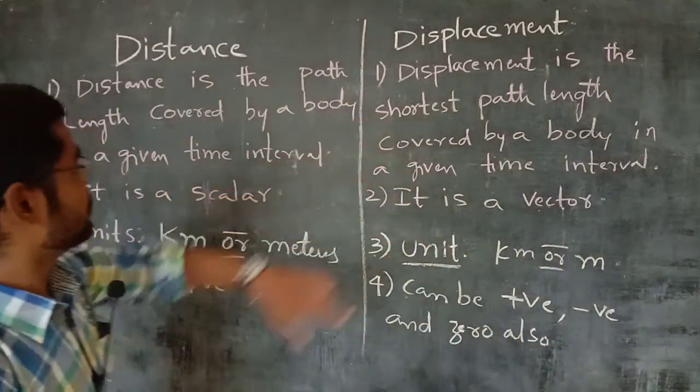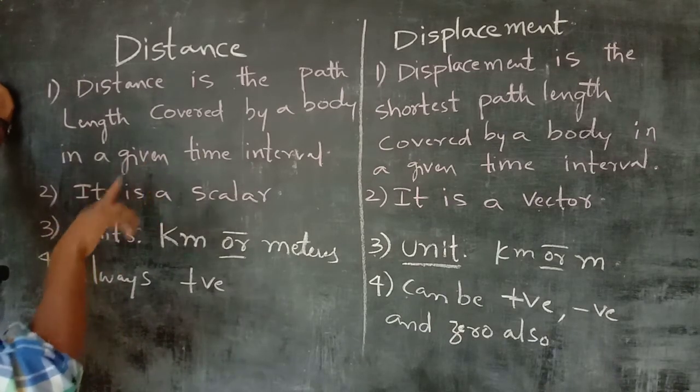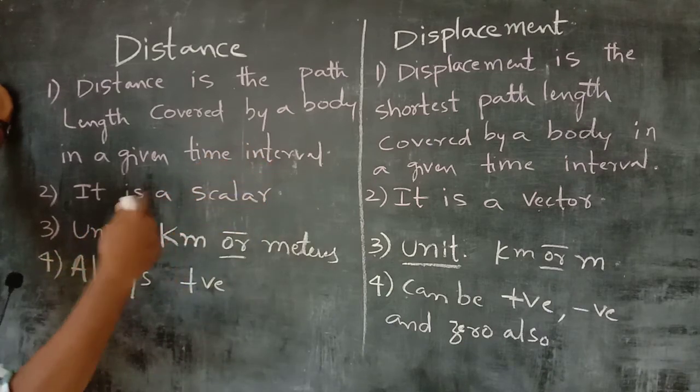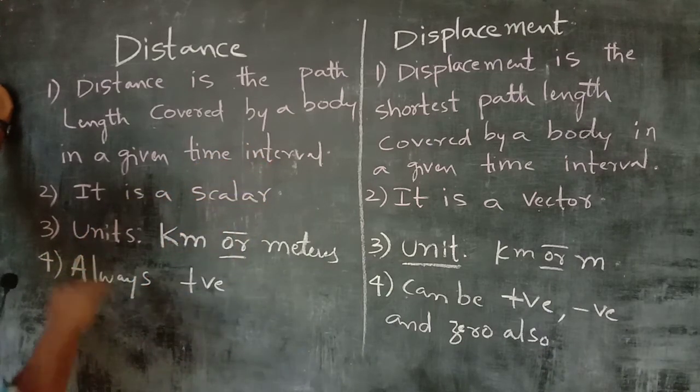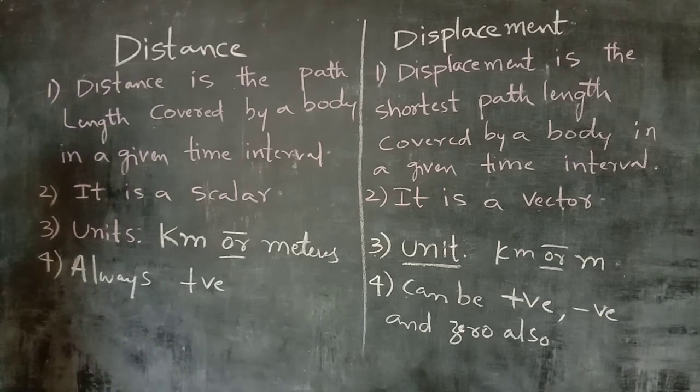Okay, this is the basic conclusion which we have seen by some examples today. The distance is the path length covered by a body. Displacement is the shortest path length. To get displacement, you just join the initial point and final point. Distance is scalar, displacement is vector, units are the same. Distance is always positive, displacement can be positive, negative and zero also. Okay, thank you.